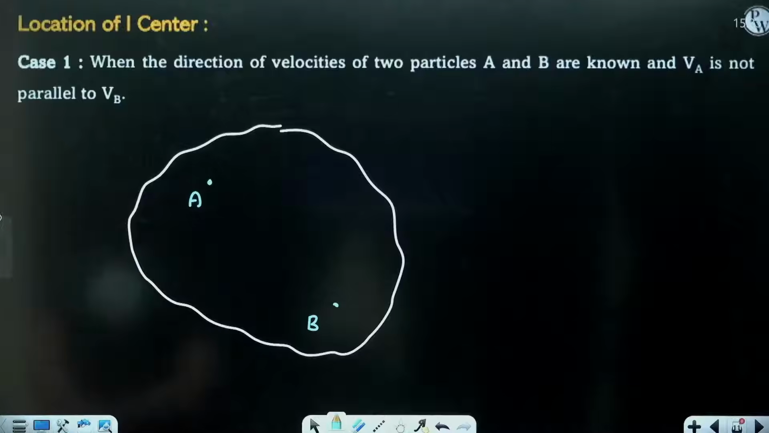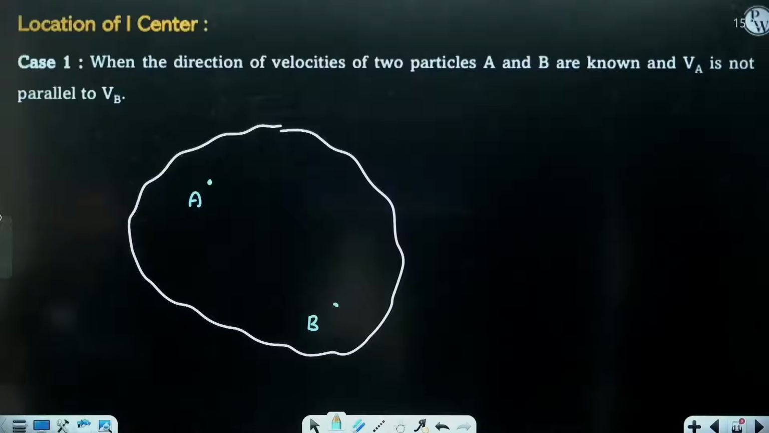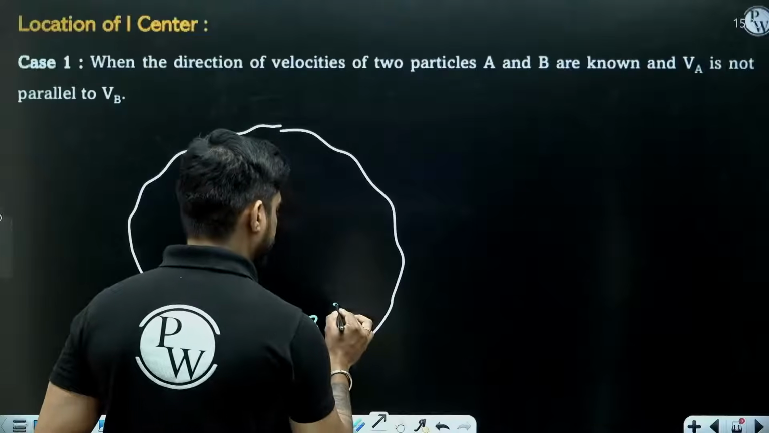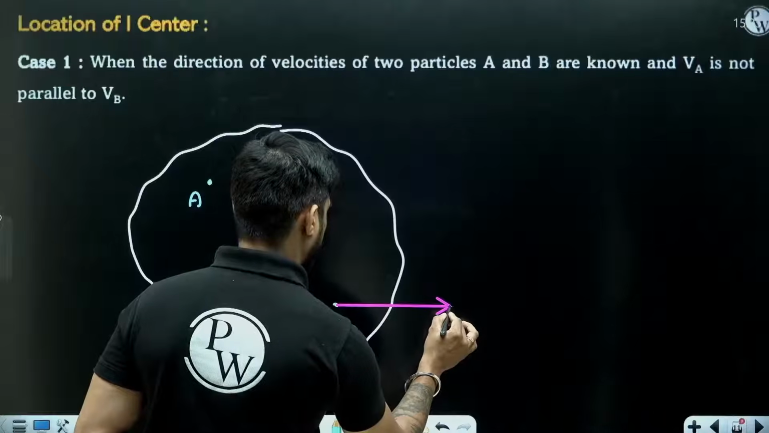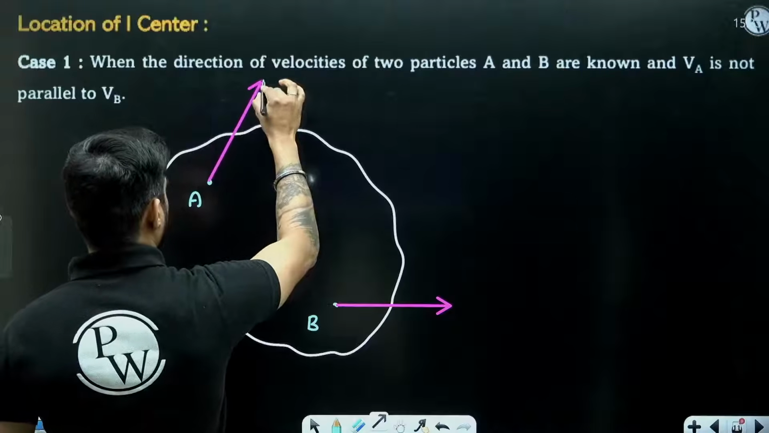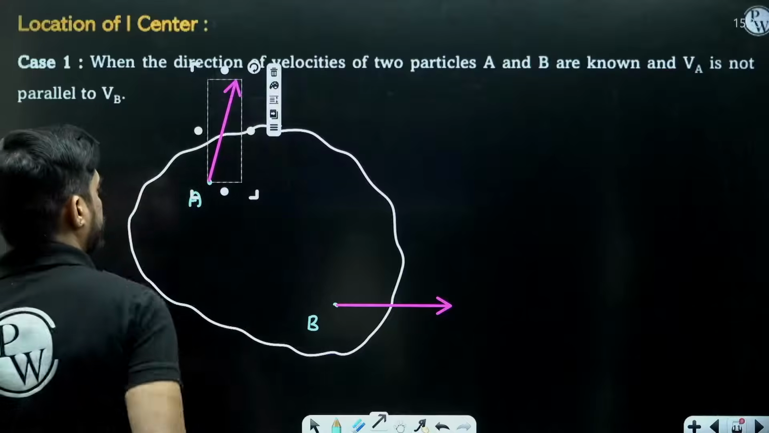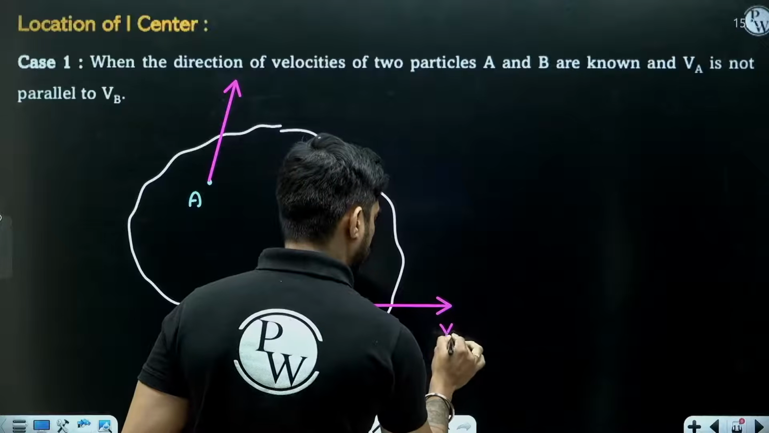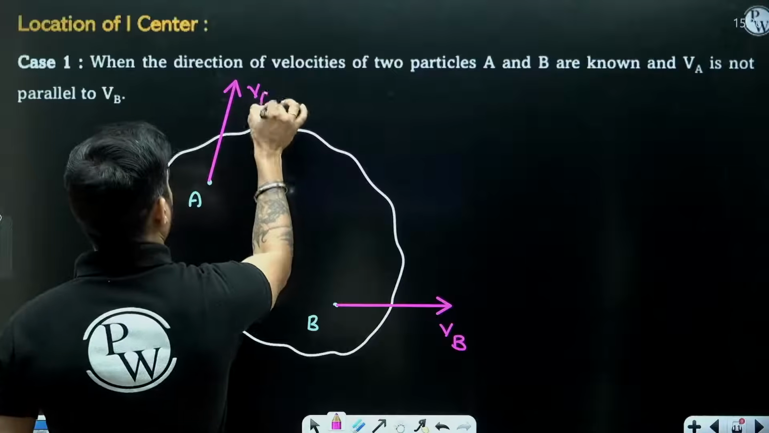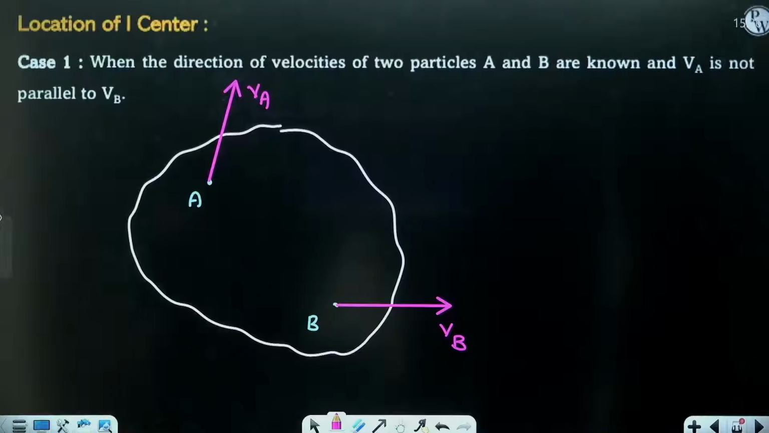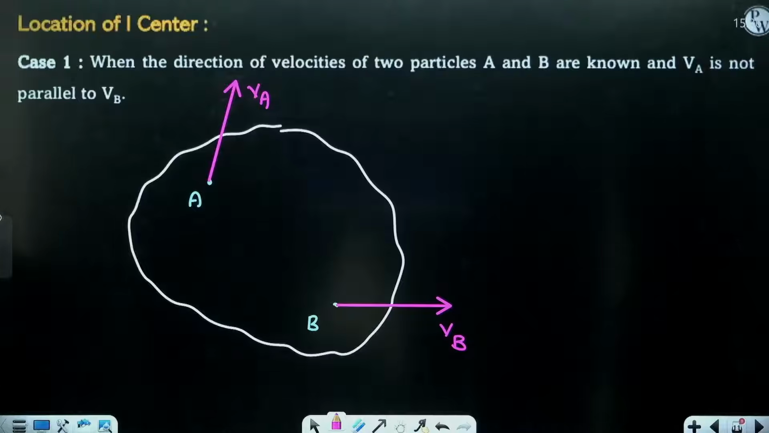And we know the direction of velocities of these 2 particles. Let's say the velocity of B is horizontal, and let's say the velocity of A is like this. I don't know the magnitude of velocity. I just know the direction of velocity. And you can see that VA and VB are not parallel to each other. So how do we find the I center in this case?